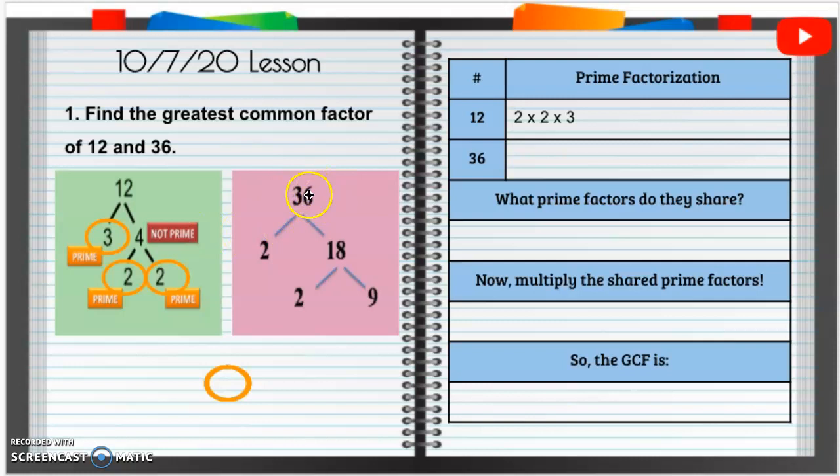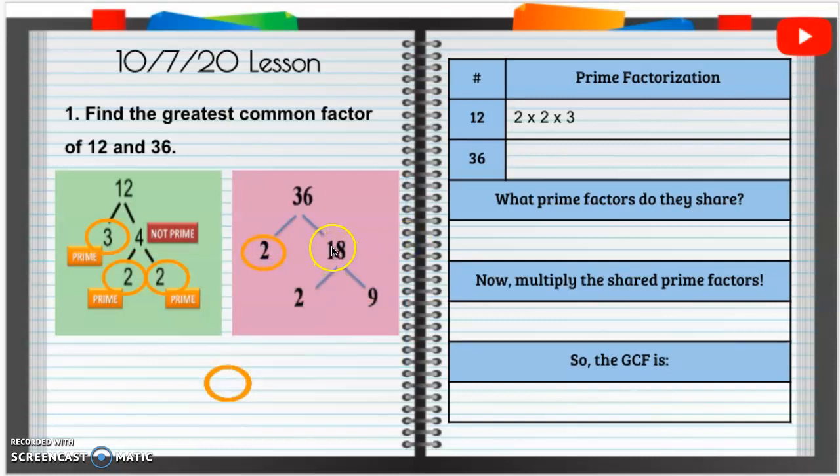Now we have 36. 36 can be broken down into 2 times 18. Or there's different ways as well, but this is one way to do it. You can do it in multiple different ways and still get the same answer. So 2 times 18 equals 36. 2 is a prime number because you cannot break it down anymore. You cannot factor it down anymore.